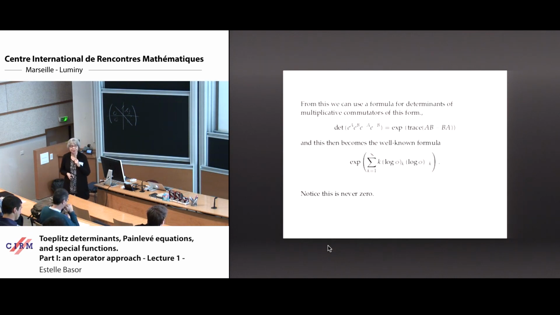You get the exponential of the sum from k equals 1 to infinity of k times log of phi sub k, log of phi sub minus k. So this is Szegő's original answer. And just notice that this is never 0. The first case he did was for a real valued function, and in that case that product, log phi sub minus k, is actually the absolute value of log phi sub k. That sum is actually positive. Okay, so that's the answer.